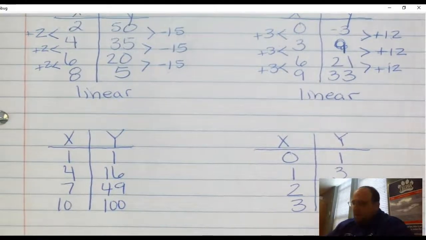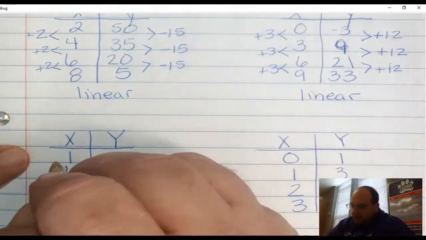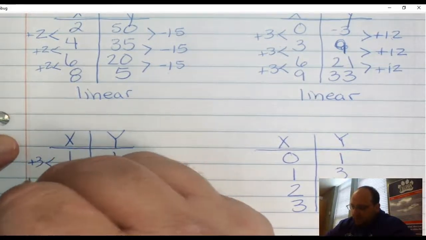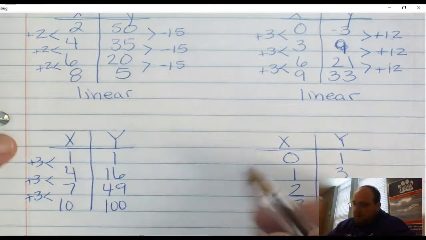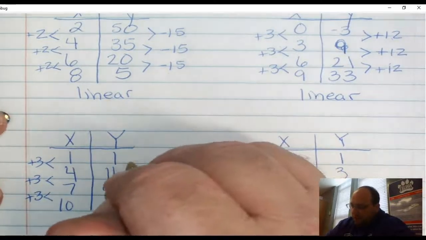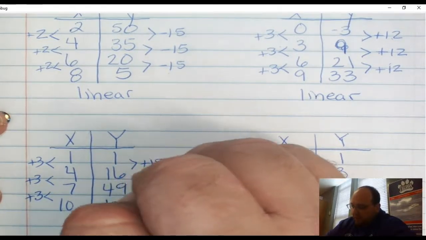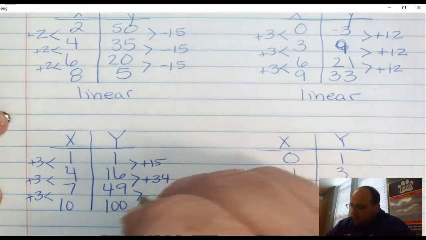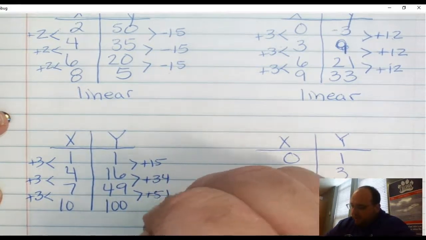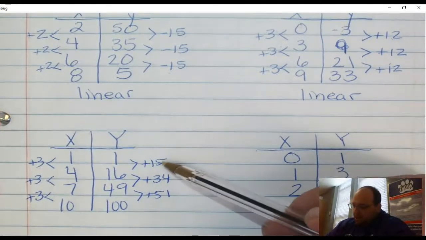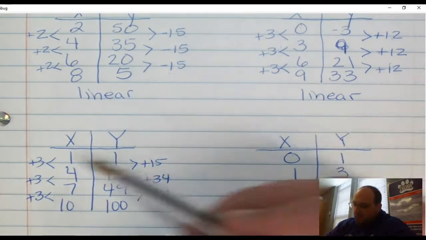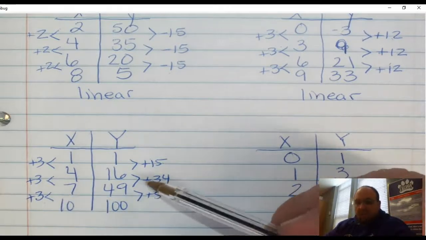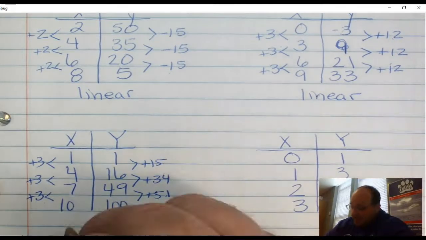So in the nonlinear, we're going to look over here at the x. Notice that each x is going up by 3. So that's okay. Now we're going to look at this one. From 1 to 16, that went up by 15. From 16 to 39, it went up by 34. From 49 to 100, it went up by 51. If I take a look, each of these three is different, while these three remain the same. That gives it away that this is not a linear equation.